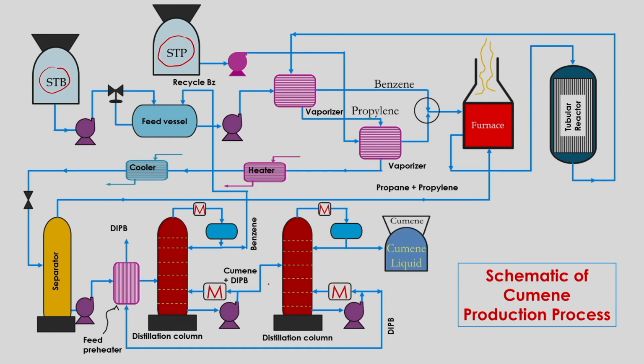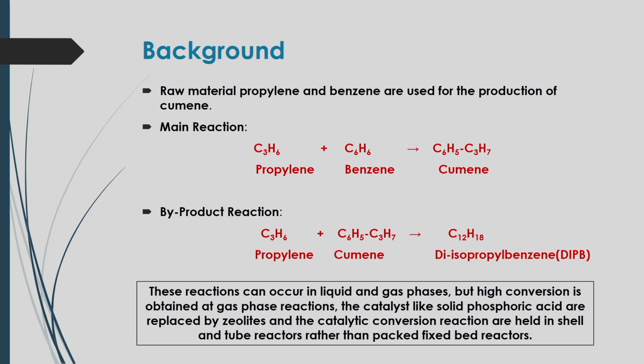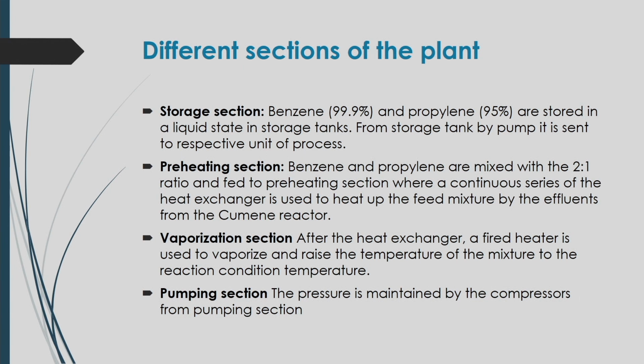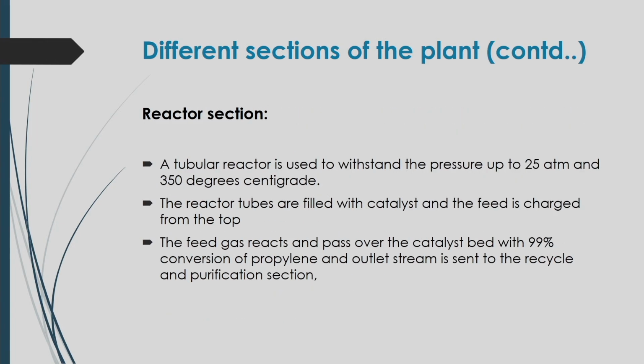In this way, the whole process goes on for the production of cumene. In the previous lecture, we described the background of the reaction. The main reaction is propylene and benzene giving cumene, and as a byproduct, propylene and cumene give diisopropyl benzene. The different sections here are the storage section, preheating section, vaporization section, pumping section, and also the reactor section.